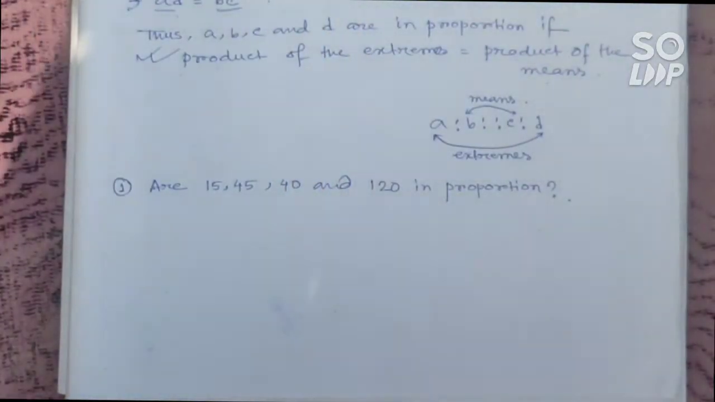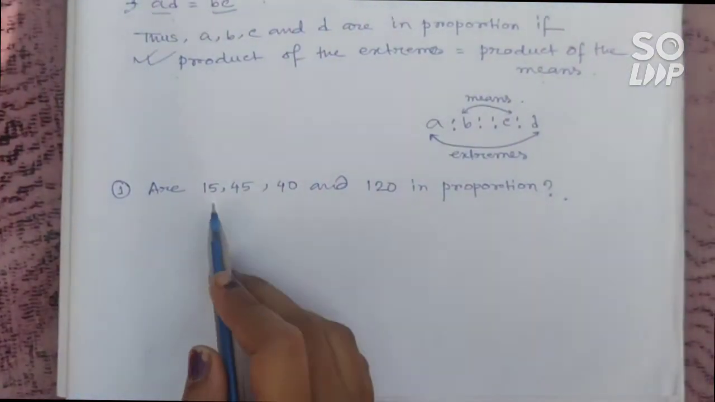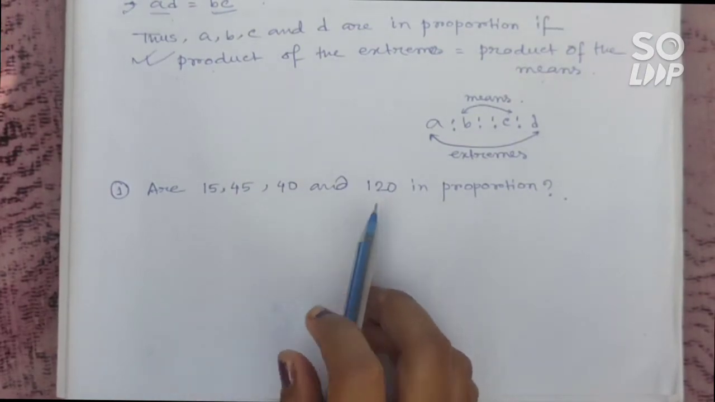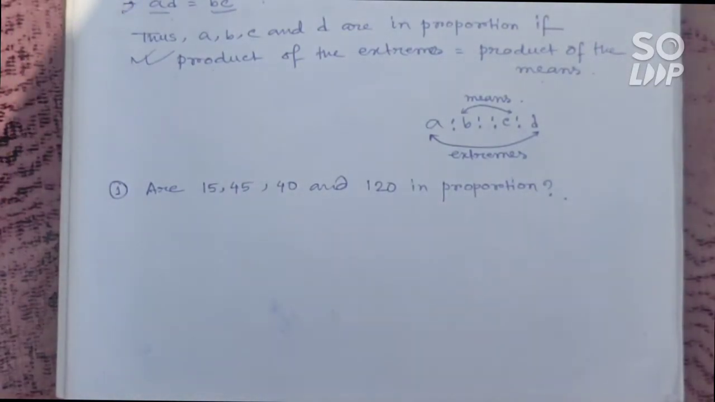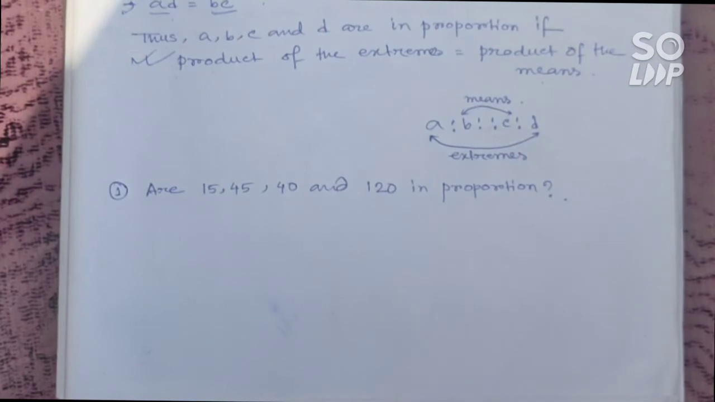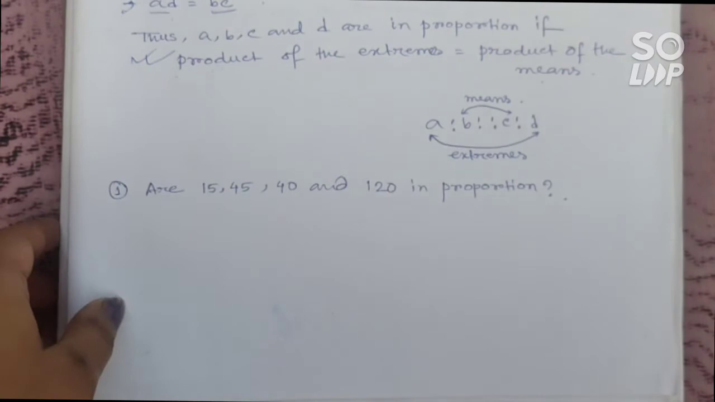So now look at some example. Are 15, 45, 40 and 120 in proportion? You have to check these four numbers will be in proportion or not. How can you check this? You have two ways for checking any four numbers will be in proportion or not. I will tell you two processes.